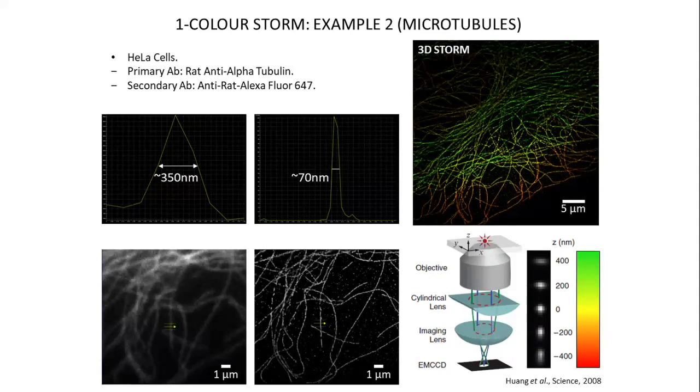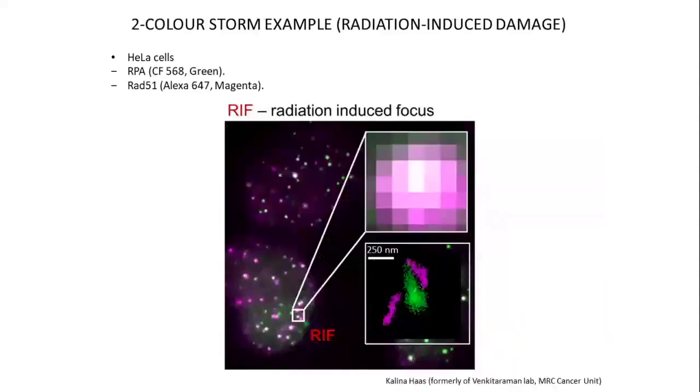Here's an example in two colors. So now we're using CF568 in one channel and Alexa 647 in the other. These cells have been irradiated and the proteins are starting to cluster. So this is a radiation-induced focus somewhere in the nucleus. I'm not at all familiar with what these proteins are, but the point is we go from this diffraction-limited splodge up the top here to actually seeing the distribution of those individual proteins within those foci.